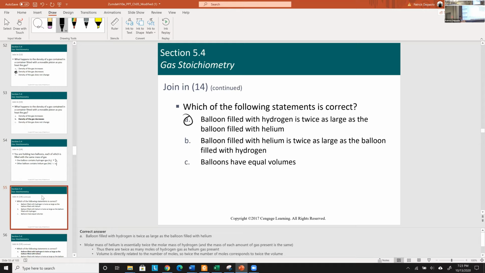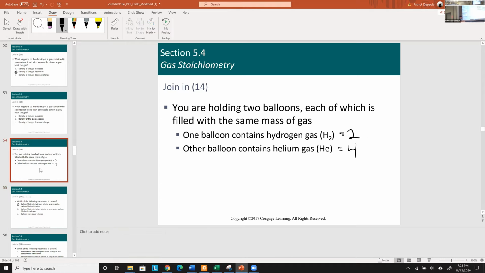So let's take this rationale. If you have the same mass of them, it all depends on, like I said before, it doesn't matter how big the gas particle is. They all take up the same amount of space because they're so small. It all depends on the amount of moles.